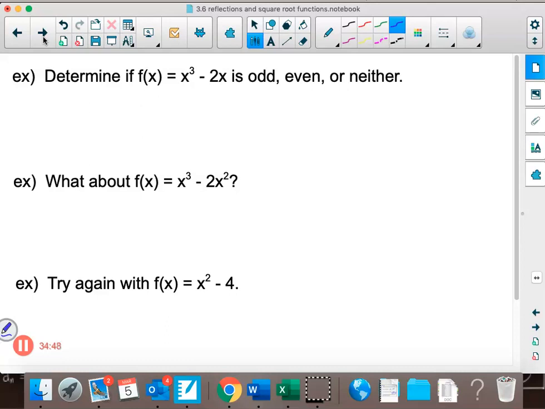the first thing you always do is you find f of negative x. Doesn't matter if you're checking for odd or even or neither. You always start with f of negative x. So what is f of negative x? You replace your x's with negative x's.